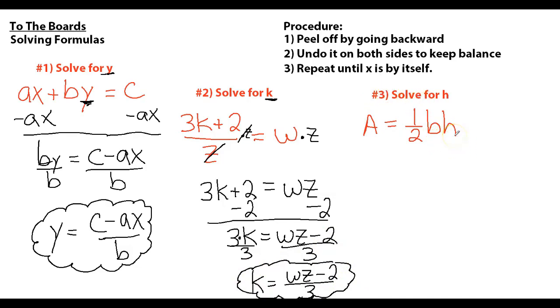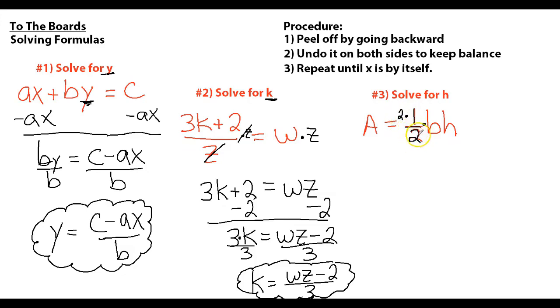Okay, number 3. We got to solve for h. Got to get the h by itself. Okay, so let's work by peeling off the most outer thing. I'm going to peel off this times by 1/2. We got a times by 1/2 here. The opposite of times by 1/2 would be divide by 1/2. Now, dividing by a fraction, you can also just flip and multiply the fraction. So instead of dividing by 1/2, I'm just going to times by 2.